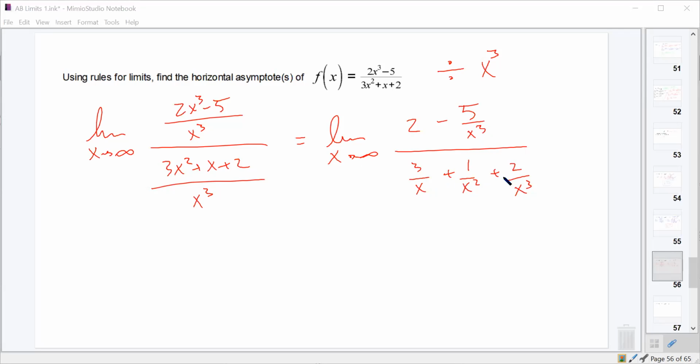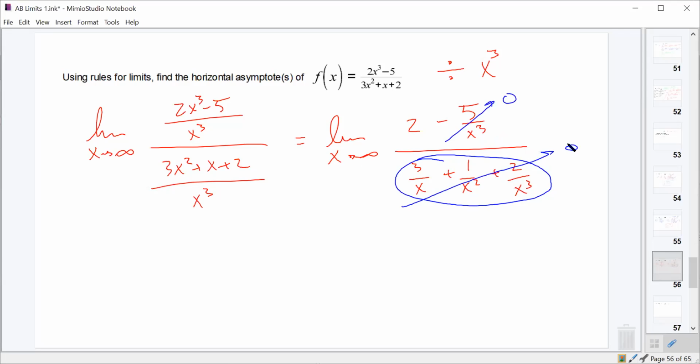And as x gets exceptionally large, what is 2? 2. And 5 over x cubed is 0. And all of these terms are also 0. We get 2 over 0, which is undefined. And if it's undefined, that means that this limit does not exist, and there are no horizontal asymptotes. And that should have been the rule that you learned about the degree of the numerator being more than the degree of the denominator. Good or no? Yes. All right.